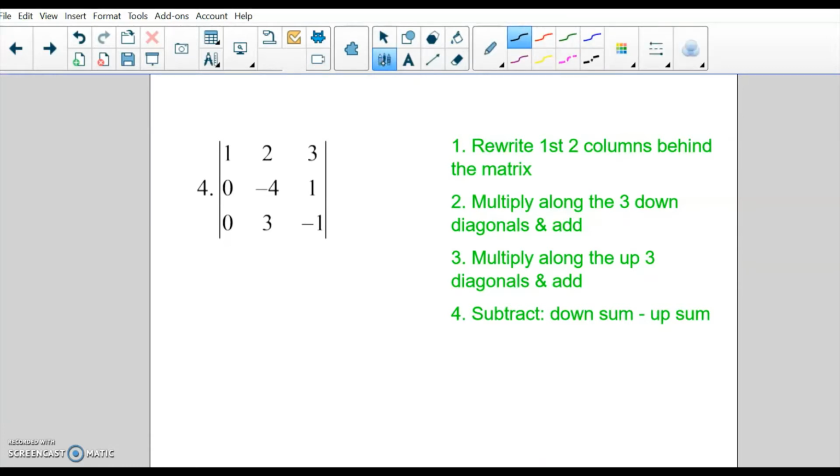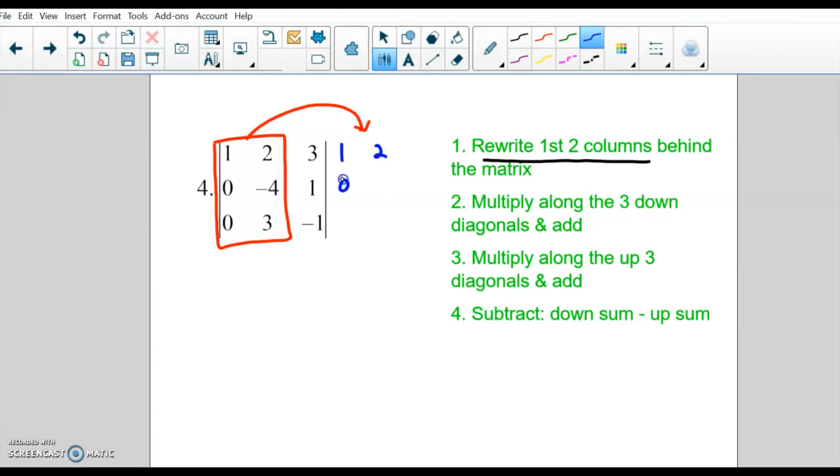What we're going to do, it says to rewrite the first two columns to the right of the matrix. It says behind the matrix, but it's really to the right of the matrix. So these two columns are going to be rewritten over here. So we're going 1, 2, 0, -4, 0, and 3.